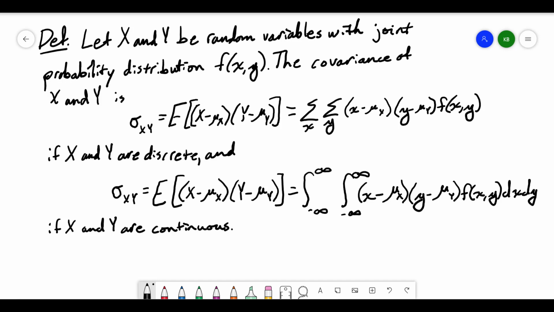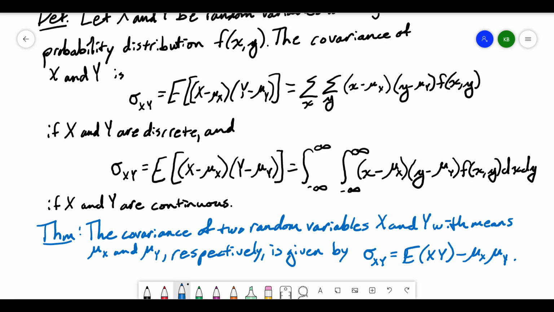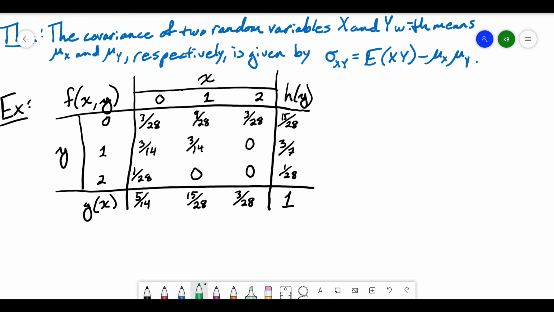Again, this definition looks a little bit unwieldy, so luckily we have a theorem to help us out. So that theorem tells us that the covariance of two random variables x and y with means mu sub x and mu sub y, respectively, is given by the expected value of the product of the two random variables minus the product of the means of those two random variables. So here we have an example.